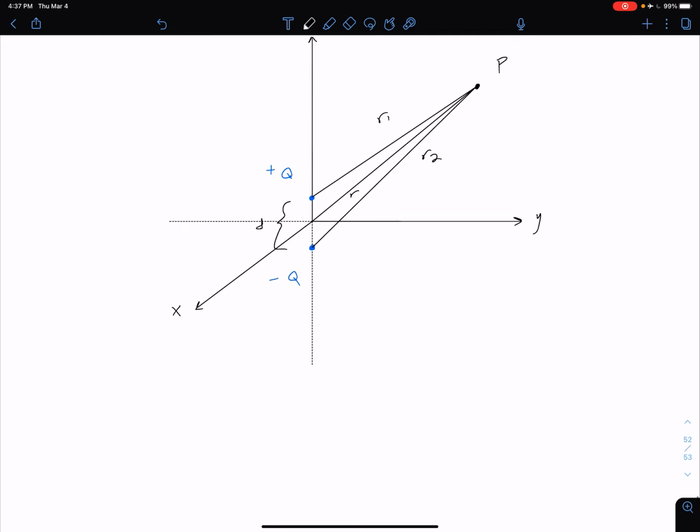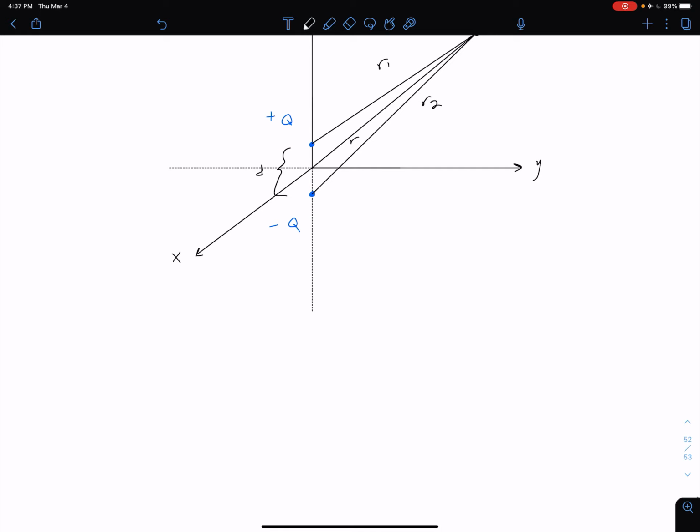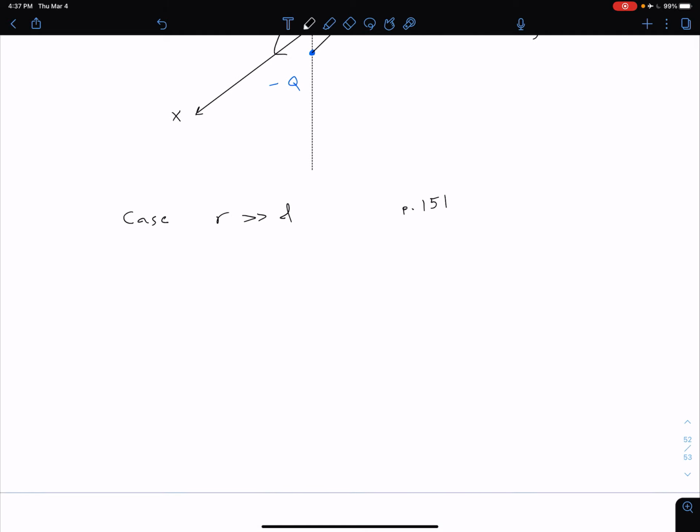We're not going to go through the derivation of all of this, but rather just look at some of the key results. Ultimately, for the case of R much greater than d, so we're really far away from that electric dipole, we can show that the electric potential at that point is given by P vector dot a unit vector in the R direction, divided by 4 pi epsilon naught R squared. You can look at page 151 in the textbook for the derivation. So there's our potential, but I've thrown in this new value P.